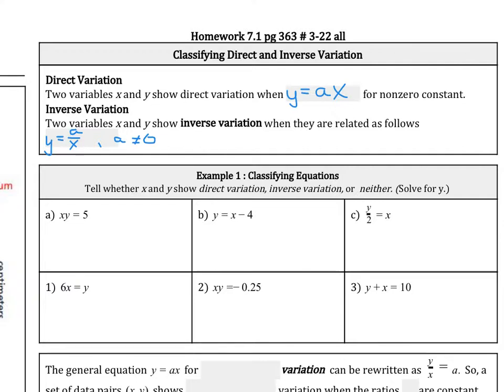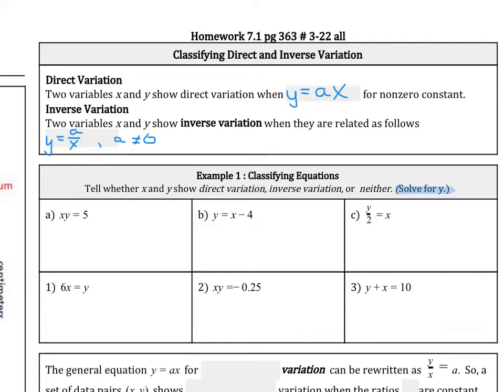So let's classify these equations. Tell whether x and y show direct variation, inverse variation, or neither. So what you're going to do is you just solve for y to try and figure out whether or not it is of this form, direct variation, which is y equals a times x, or whether it's inverse variation when you get this form. So let me do the first couple of examples.